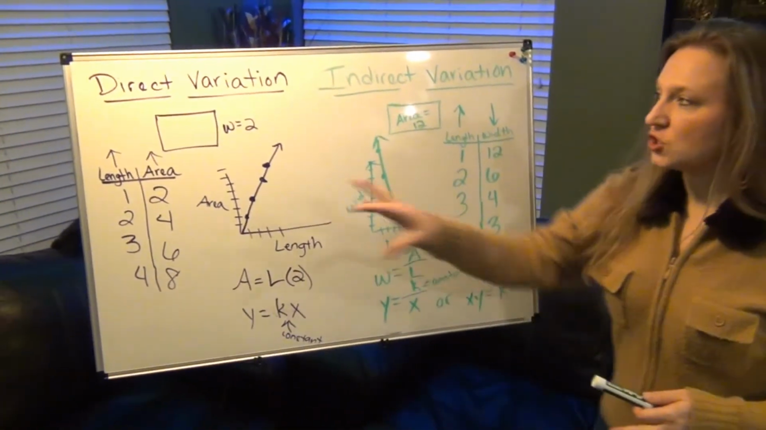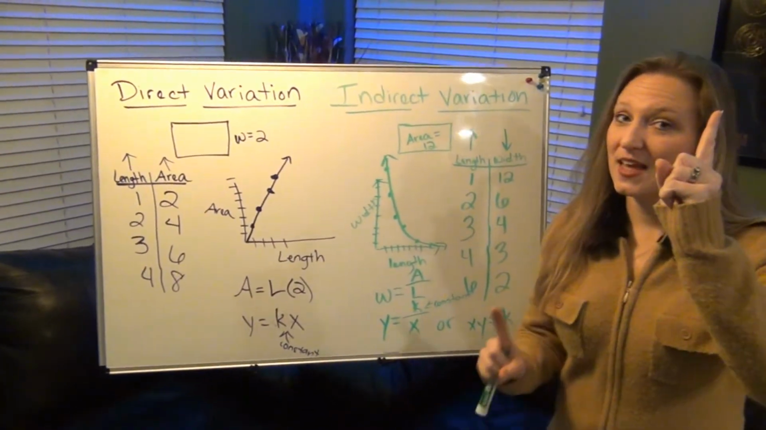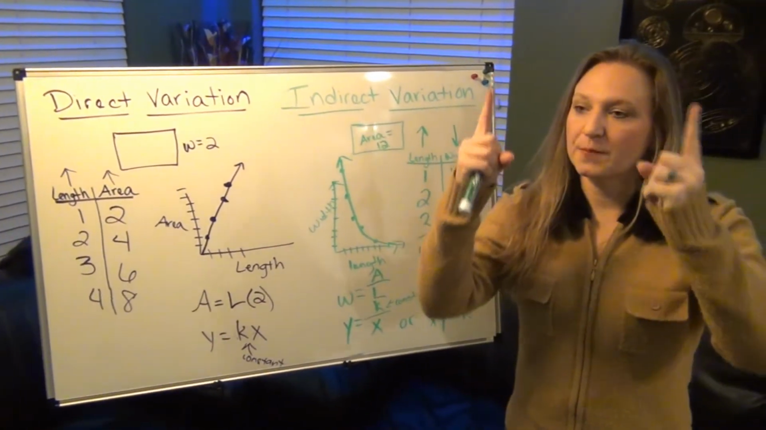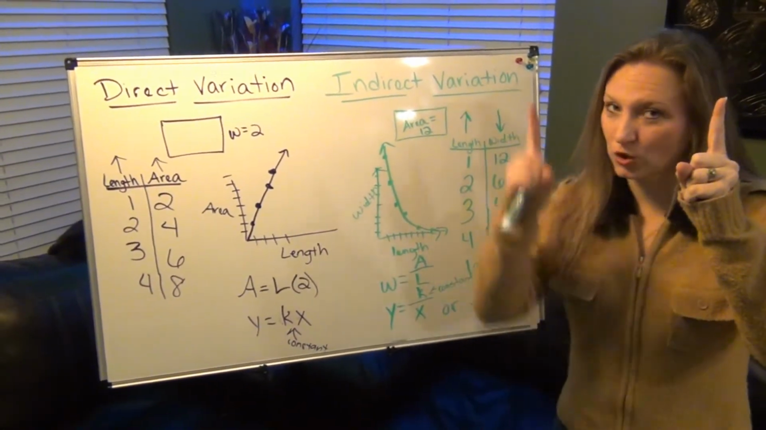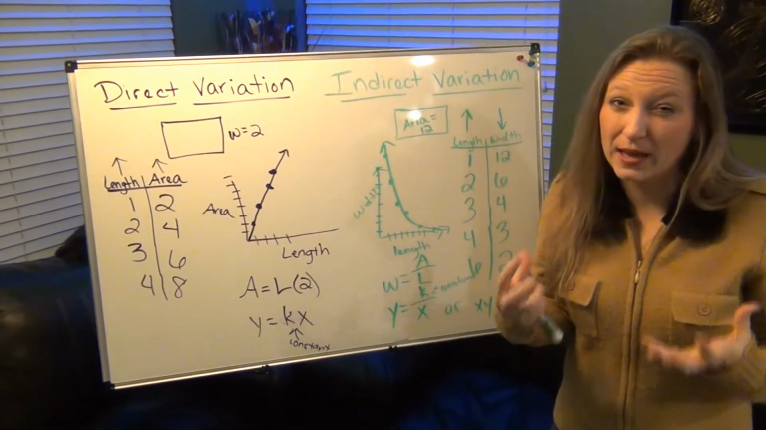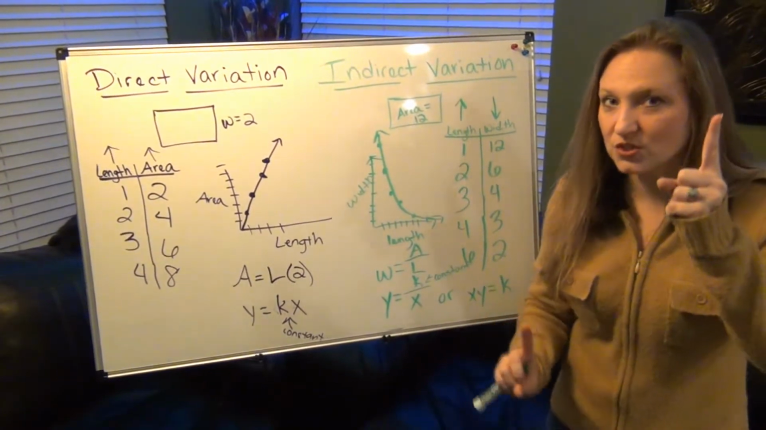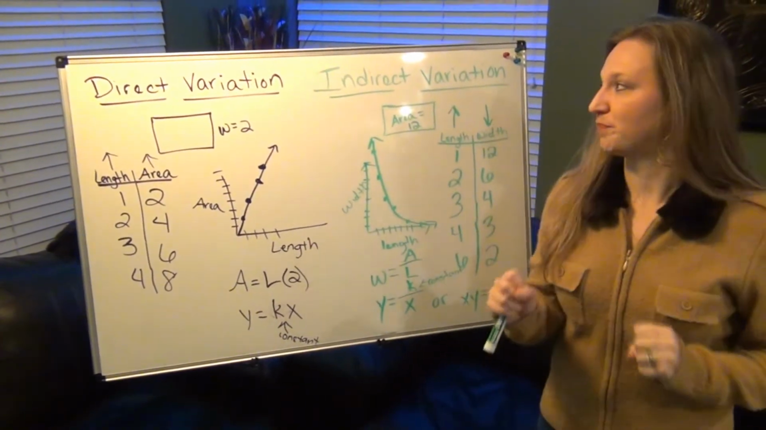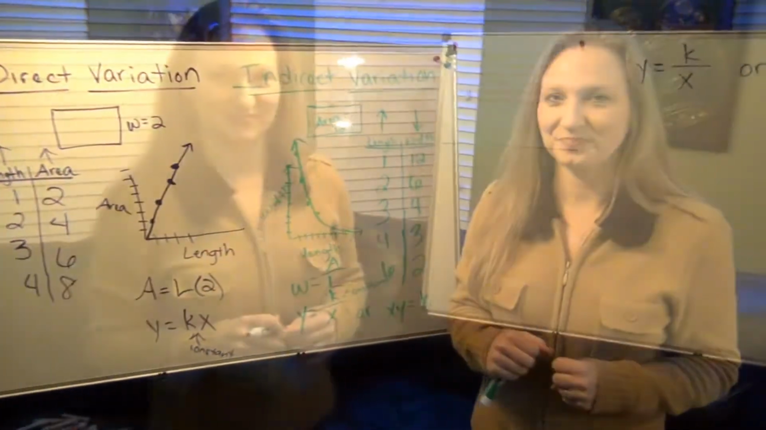Just to sum up, direct variation is when something is increasing, the output is also increasing. Think about your paycheck. The more hours you work, the more your paycheck's going to be, because what's constant is how much you're paid per hour. If you make $5 an hour babysitting, you work more hours, your paycheck is going to go up. Okay? We're going to focus on indirect variation scenarios today.